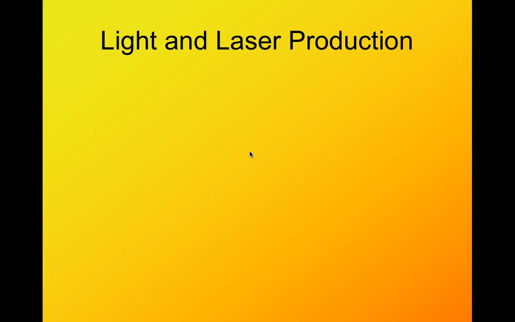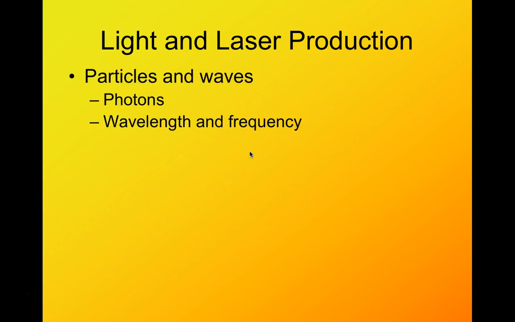So let's talk a little bit about light and laser production. And you'll also have a video up on Moodle for you to look at of how lasers produce their light. So remember from the video previously that light travels in particles and in waves. Okay? The wavelength is how it travels. The particle is how it is absorbed or emitted.